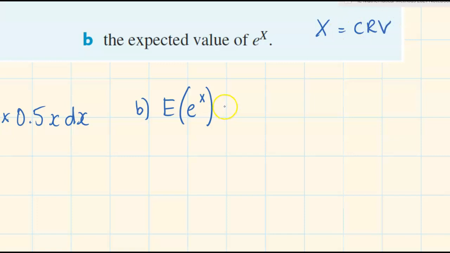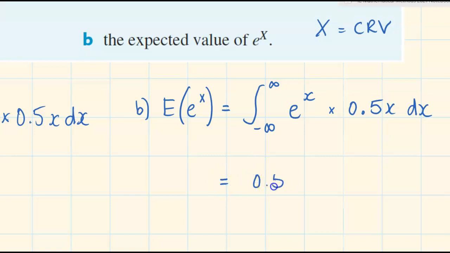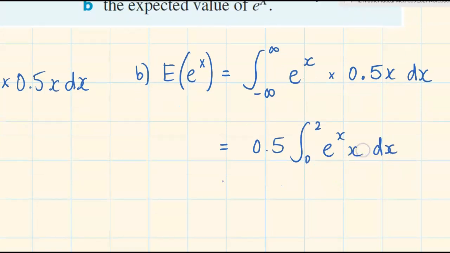So we're definitely using some different notation there. It's going to be the integral from negative infinity to positive infinity of g of x, which is e to the x, times f of x, which was 0.5x, all with respect to x. And now we'll come in and restrict our domains, factor out the constant, 0 to 2, e to the x times x with respect to x.